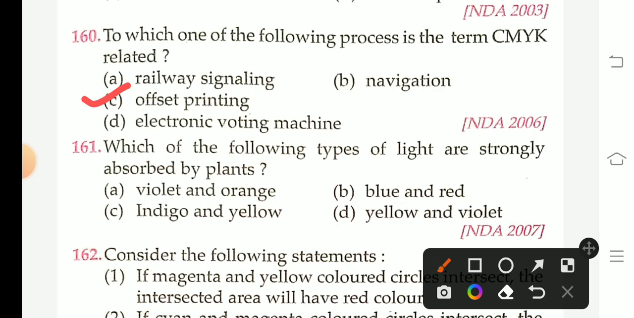Next, which of the following types of light are strongly absorbed by plants? Right answer will be option B, blue and red.